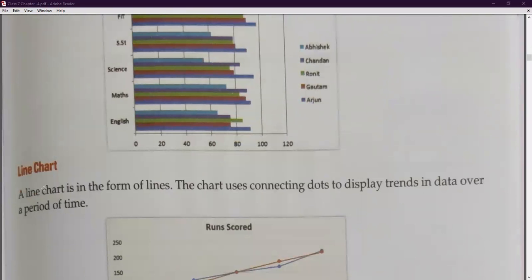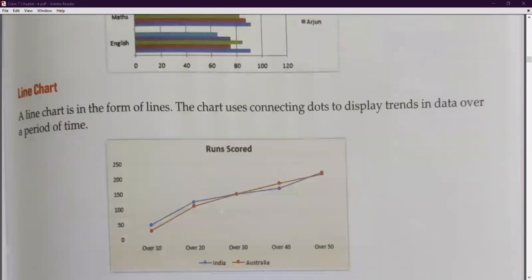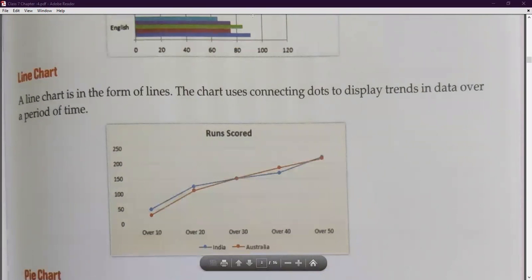Line chart. A line chart is in the form of lines. The chart uses connecting dots. Whatever value is satisfied for that category, we will first plot that dot. Then we will just connect them with the help of lines. So this is known as a line chart. Okay. Next chart is the pie chart.